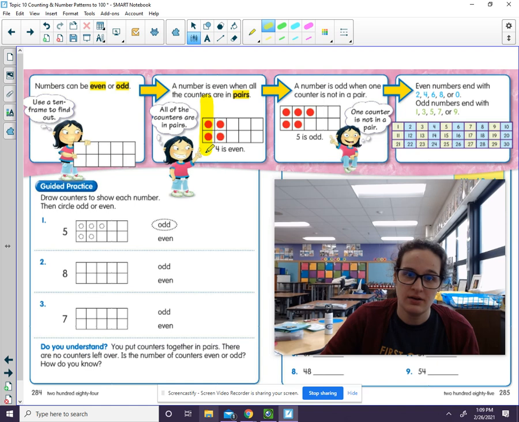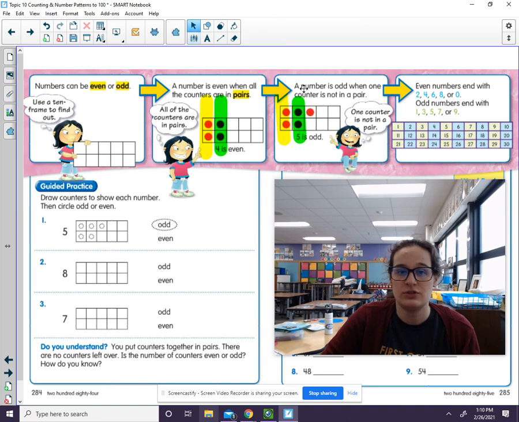So look, here's 1 pair. Here's another pair. Notice that we're looking top to bottom, and we're not going straight across. We're just using this 10 frame to help us see when things are in groups of 2. A number is odd when one counter is not in a pair. So let's look at this. Here's a pair. There's 2. Here's another pair. So that's 2. But here there's only 1. It doesn't have a pair. So 5 is odd. Again, a number is odd when one counter is not in a pair.